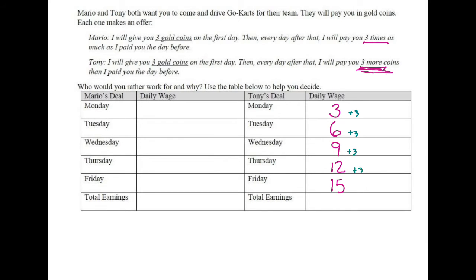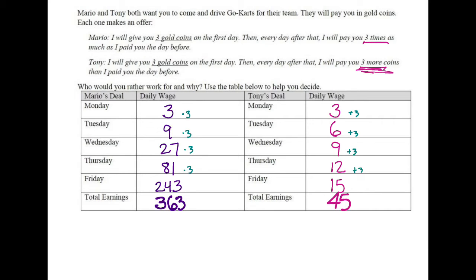Mario's deal now. 3 gold coins on the first day, and this time we're going to times by 3 on the second day. So we get 9. Times by 3, and we get 27 on the next day. Times by 3 again, and we get 81. Times by 3 again, and we get 243. You can see there's actually a huge difference between those, isn't there?